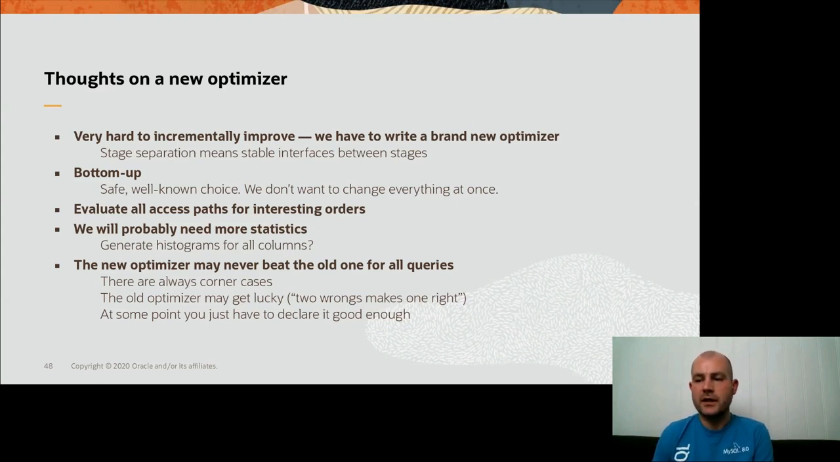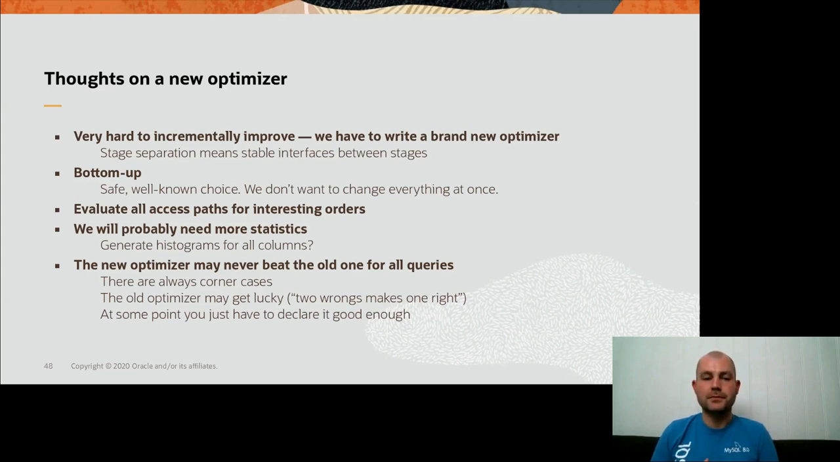We also know that we can't incrementally improve on this optimizer. We have to basically write it from scratch. But the good thing is that with stage separation, we have an input interface and an output interface, and we can try to do as much as we can inside that contained little box. But it does, of course, affect data structures that come all the way from parsing down to optimization. So some changes will happen everywhere, but we try to concentrate as much as possible into that stage.